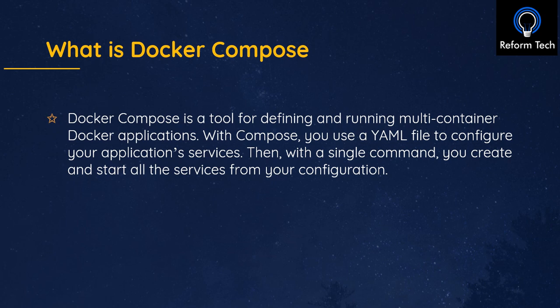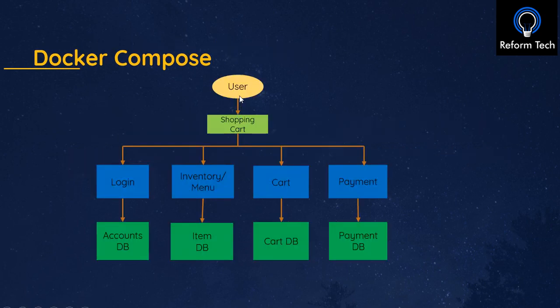Let's now look at this small diagram. You can take any shopping cart or any food delivery app as an example. Let us take a food delivery app. Whenever a user logs in to that application, you'll have different screens: a login screen, an inventory or menu, a cart, a payment screen. These are all microservices, okay? These microservices should talk to each other, and they also have DBs attached. They have everything individually, or it depends on the architecture.